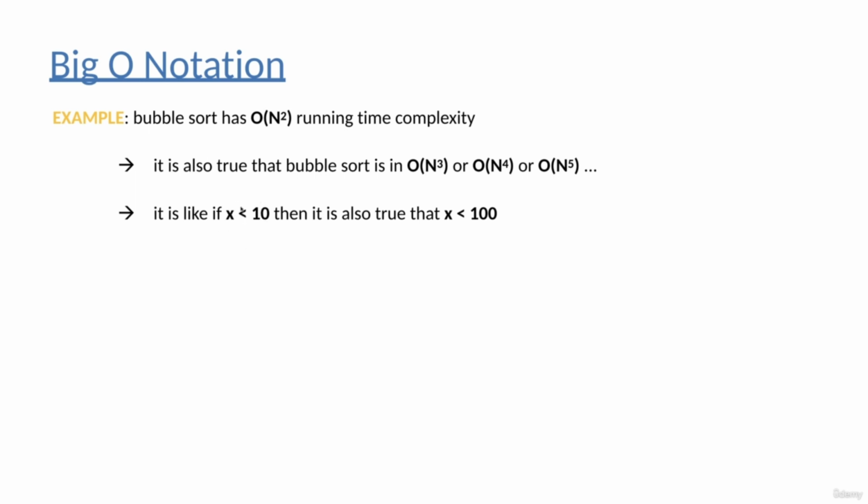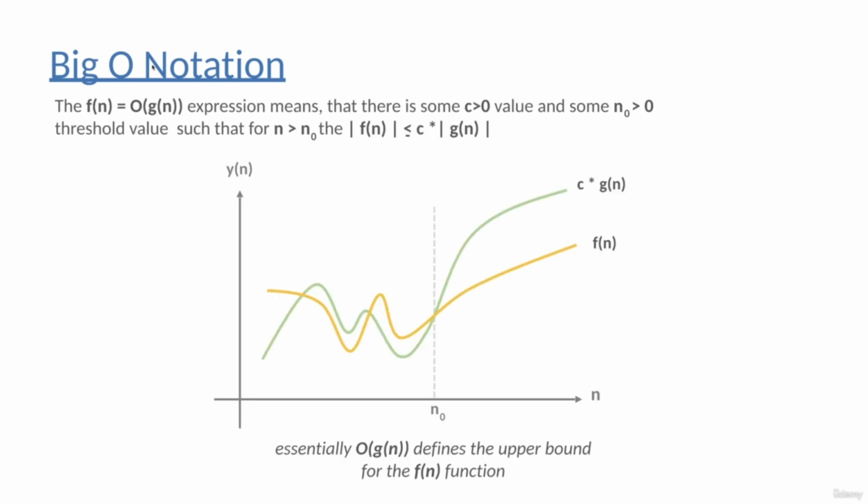And of course, if x is smaller than 10, then it is also true that it is smaller than 100, smaller than 1000, and so on. So this is very similar with the big O notation. And what's extremely crucial is that the big O notation is going to define an upper bound, in this case the c constant multiplied by g of n. This is the upper bound for the running time, because this f function essentially is the running time of the algorithm. So this is exactly what we are after.